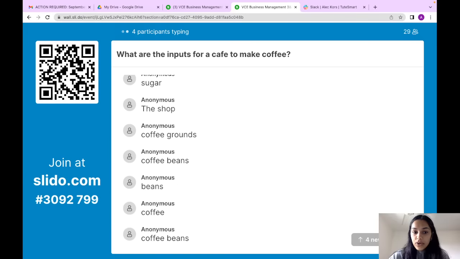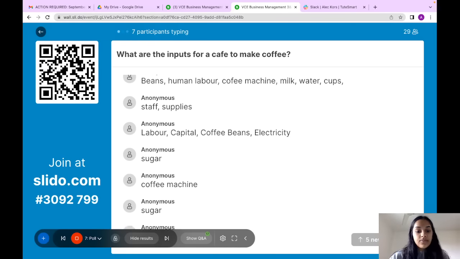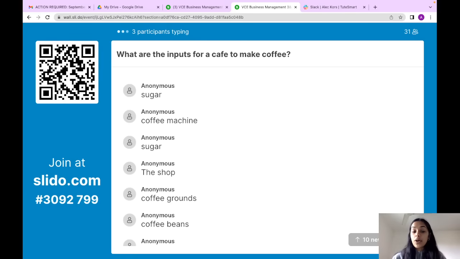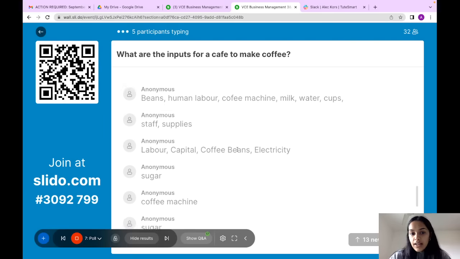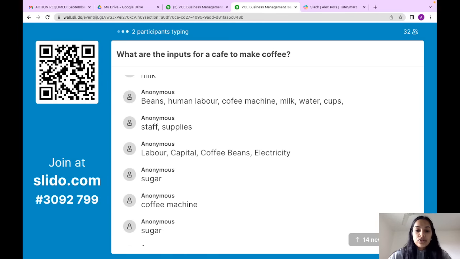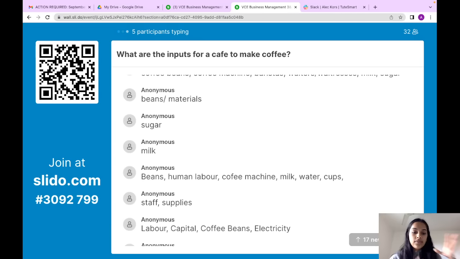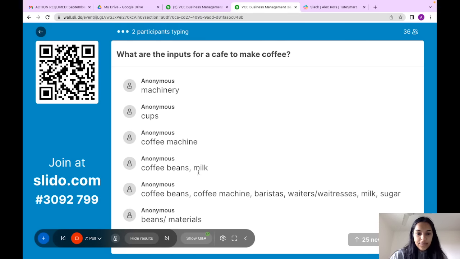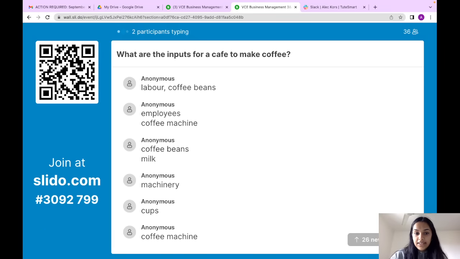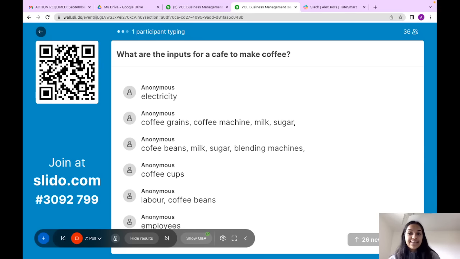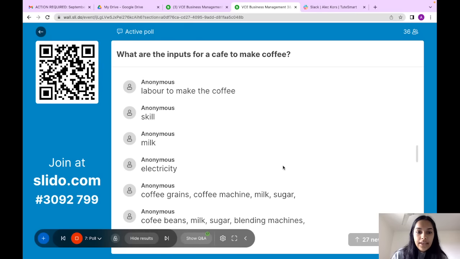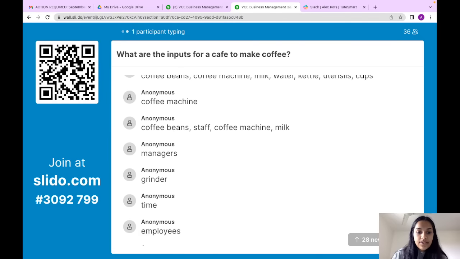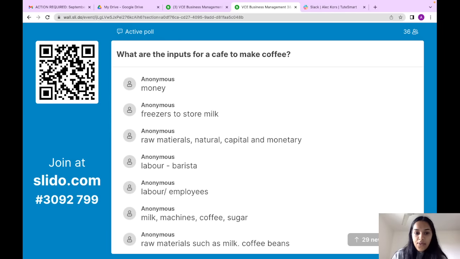Awesome. We've got some great answers in there, and most of these are correct. We need the coffee grounds, coffee beans, the actual shop itself, so the building. We need sugar, labor, so employees, capital. Can we be more specific with capital? Maybe the actual machine to make the coffee. We need supplies. What kind of supplies though? Milk? Yes. Cups, the actual cups, even just thinking about the time to make the coffee itself. Straws, the grinder, electricity, the power.